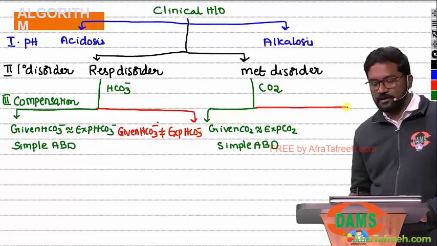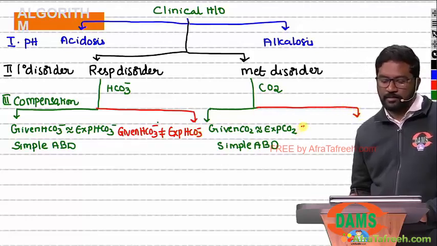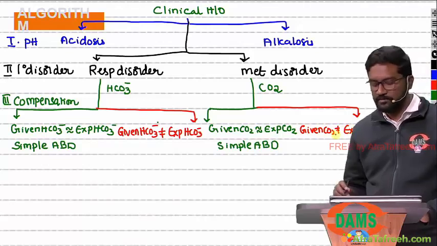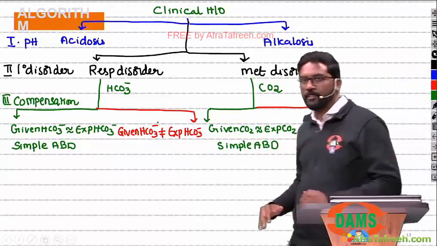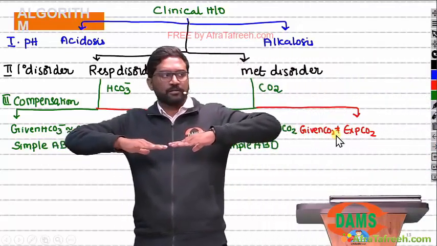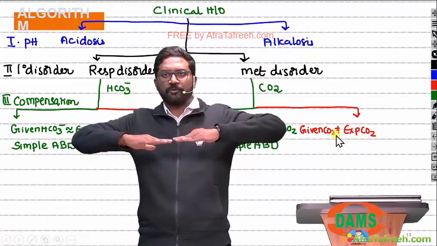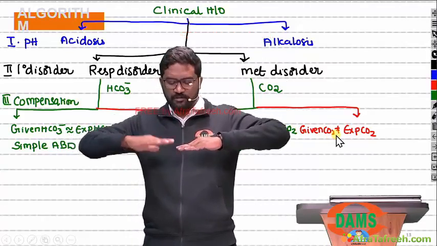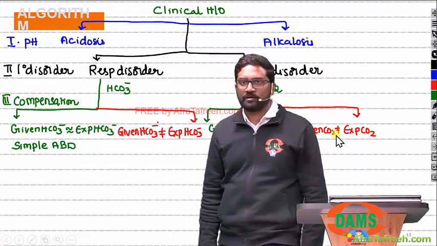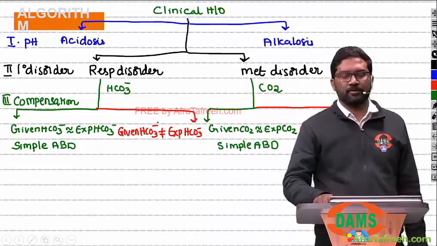On this side also, given CO2 not correlating with expected CO2. So see here, if given and expected are correlating, it is appropriate or adequate compensation. If given and expected are not correlating, it is inappropriate compensation.